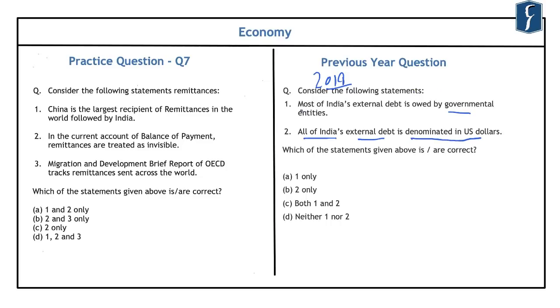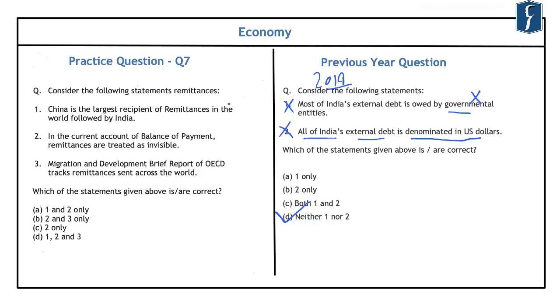Now, both these statements that are given in this question were incorrect. This is because most of India's external debt is owed by the private sector and not by the governmental entities, and hence this first statement given here is incorrect. Again, if you look at the second statement, that all of India's external debt is denominated in US dollars, it is also incorrect because India's external debt is denominated in different currencies, and not all of it in US dollars. So again, the second statement given here is incorrect. So the correct answer that comes out is D, that is neither statement 1 nor statement 2 is correct.